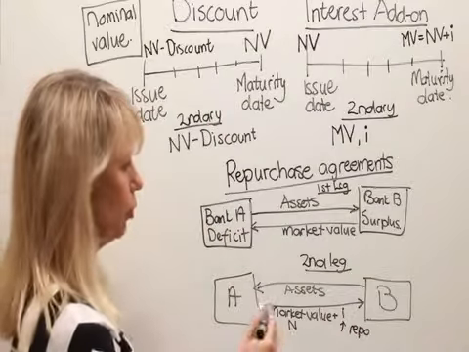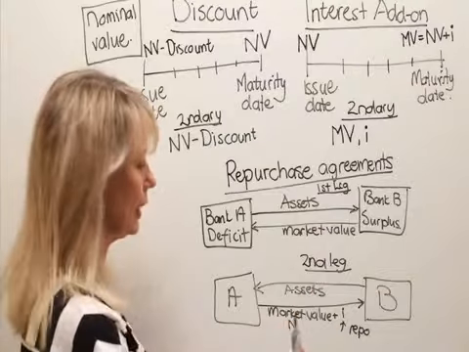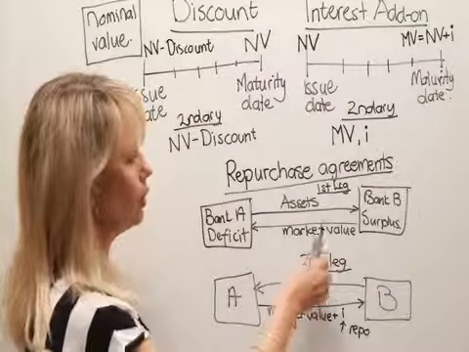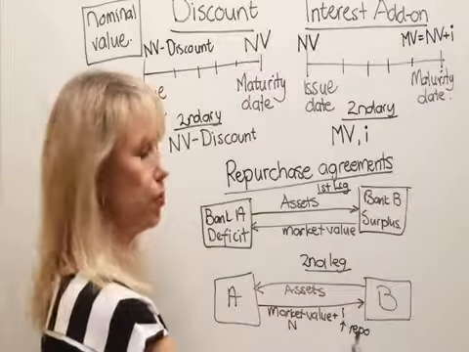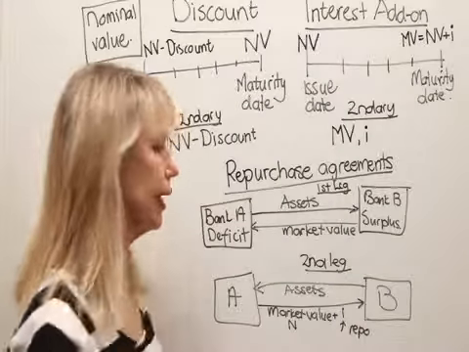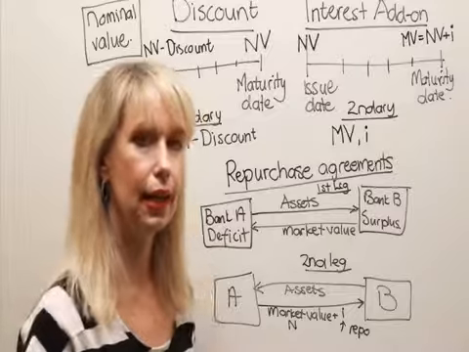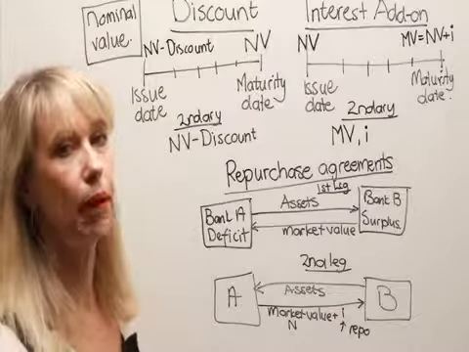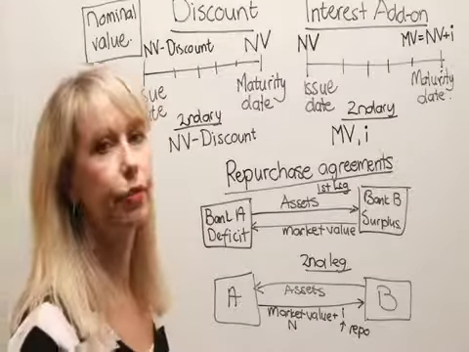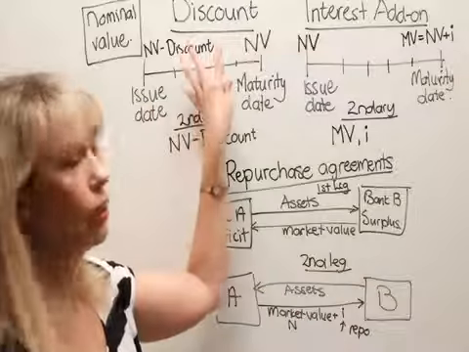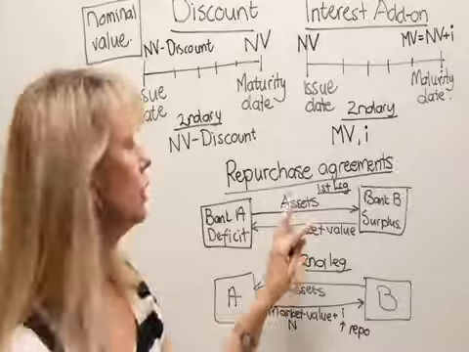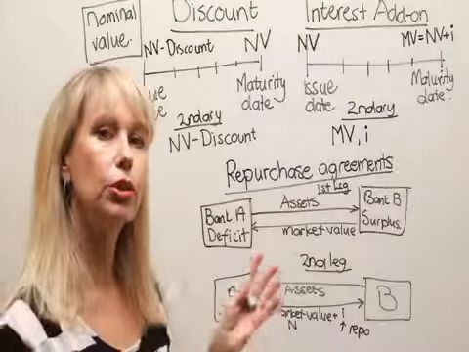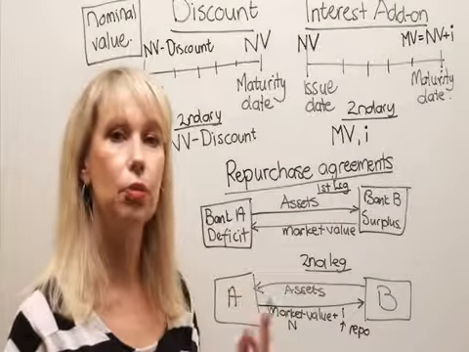Right, so in order to determine the amount that will flow in the second leg, you need to know what was paid in the first leg, and you need to know what the repurchase rate is. Right, now in these web pages, we're going to explain to you how to do different calculations concerning the discount instruments, interest add-on instruments, and repurchase agreements, so that you will be able to compare the different instruments with each other.